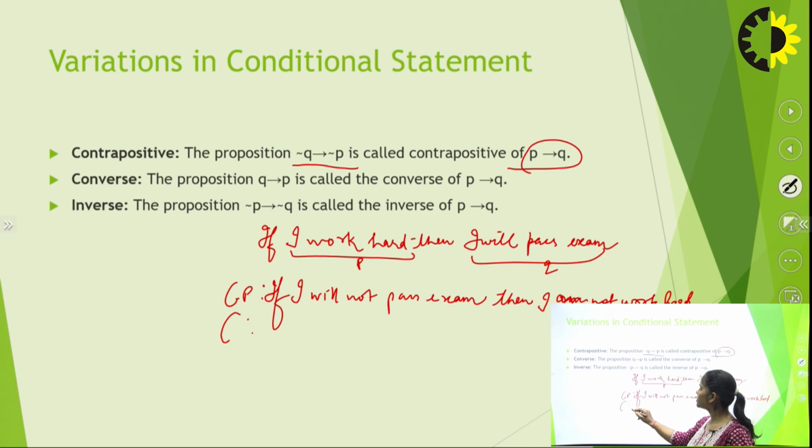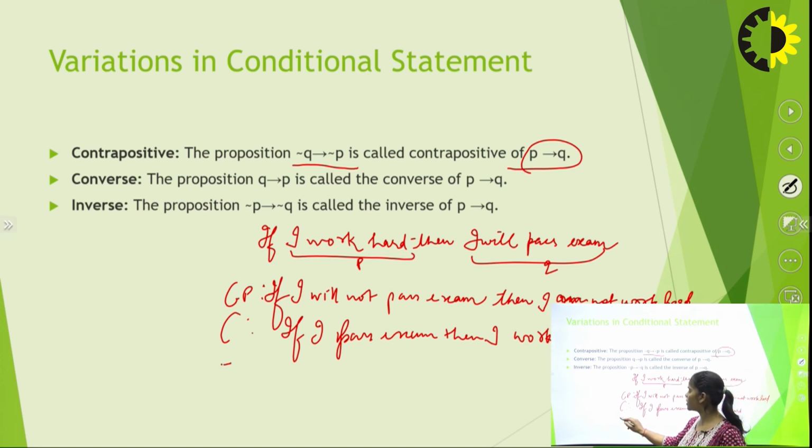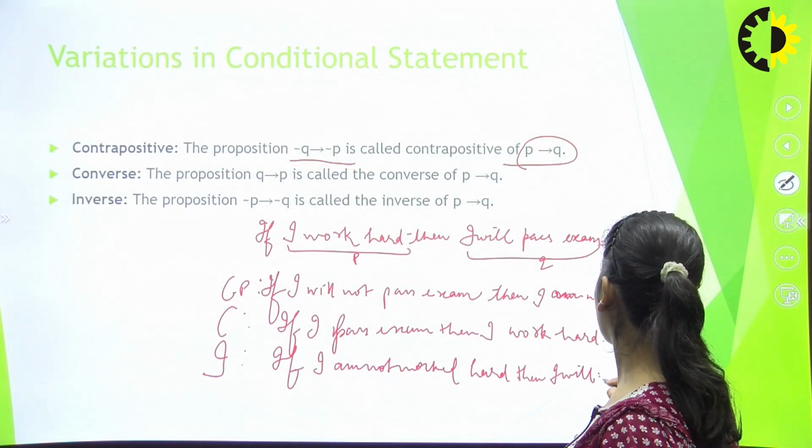What about converse? Converse is basically Q implies P, meaning if I pass the exam, then I work hard. Basically this is the converse statement. And what will be the inverse? Inverse means not P implies not Q, meaning if I have not worked hard, then I will not pass the exam.